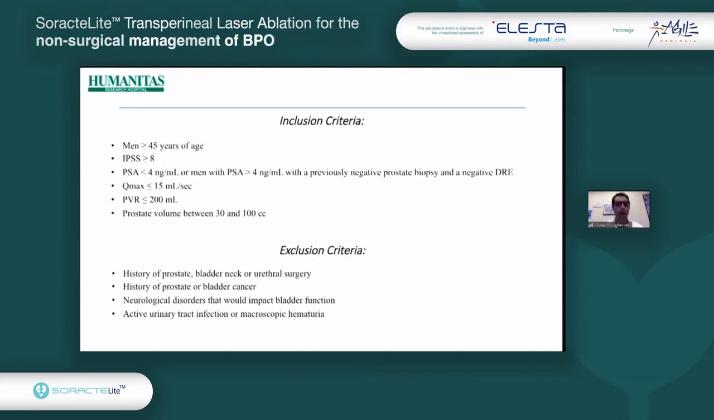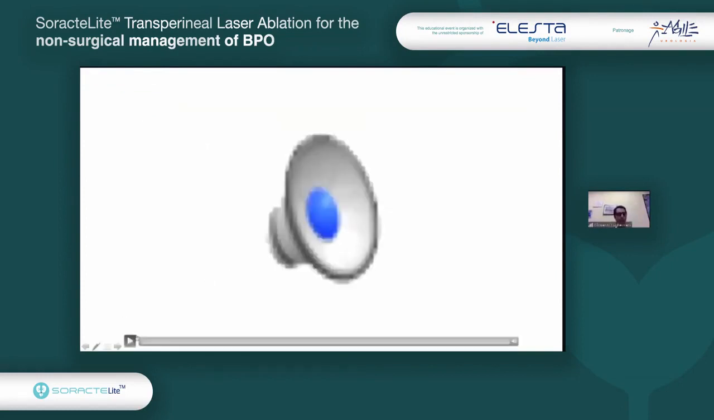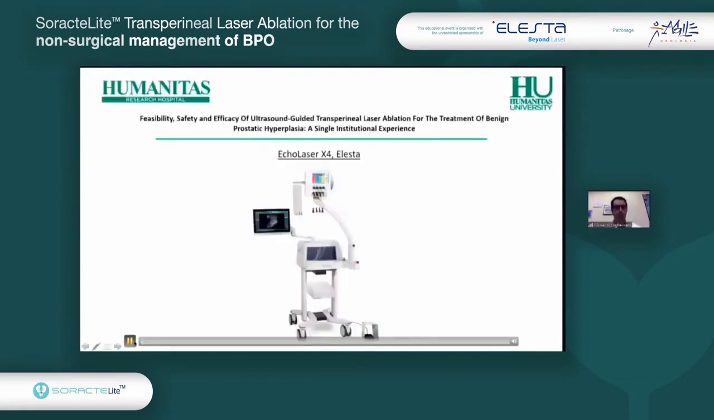These were our inclusion criteria. Basically, patients with a small to medium-sized prostate and with a post-void residual of less than 200 milliliters, whereas patients with a history of bladder cancer or prostate cancer or with a previous urethral surgery were excluded. And I would like to show you a video showing a little bit of tips and tricks.